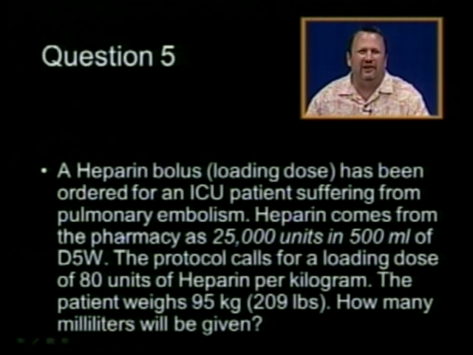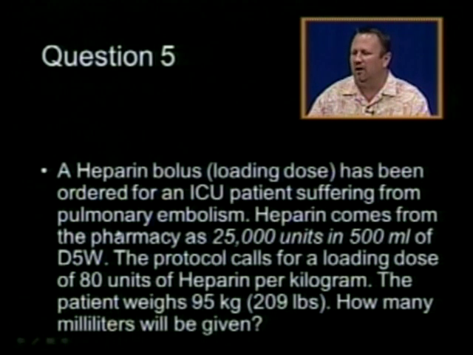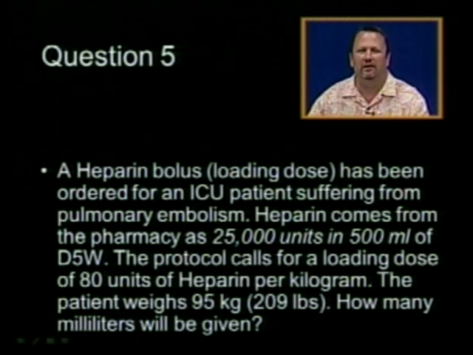A heparin bolus, which is a loading dose, has been ordered for an ICU patient suffering from a pulmonary embolism, a blood clot in their lung. The heparin comes from the pharmacy as 25,000 units of heparin in 500 milliliters of D5W. The heparin protocol calls for a loading dose of 80 units of heparin per kilogram of patient body weight.